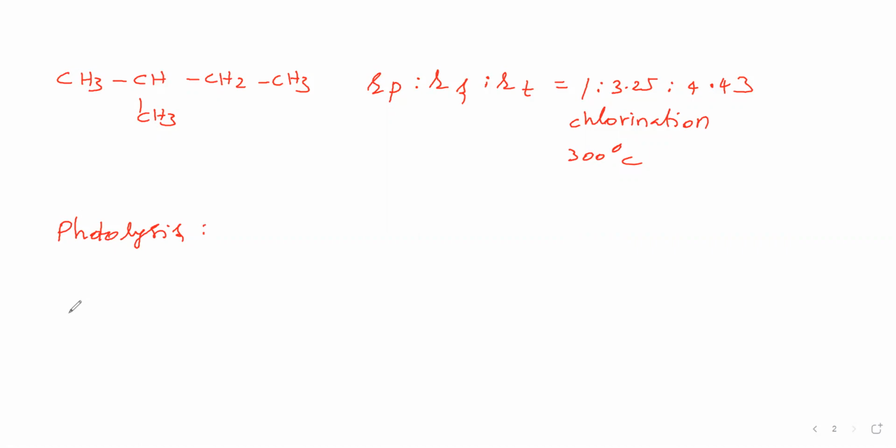Instead of sunlight, we can use heating, that means high temperature we can use, that is 573 to 773 Kelvin. If you use high temperature, then the halogenation is called thermal halogenation or thermolysis. Thermal halogenation, otherwise we can call thermolysis.